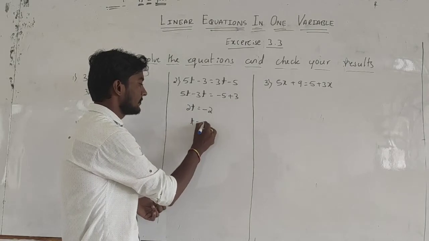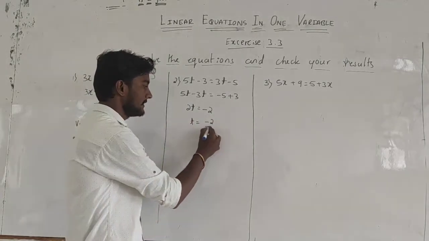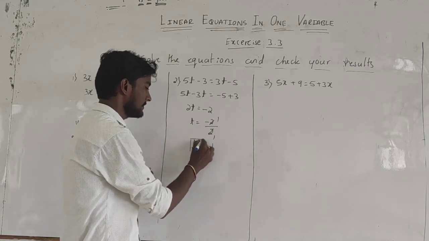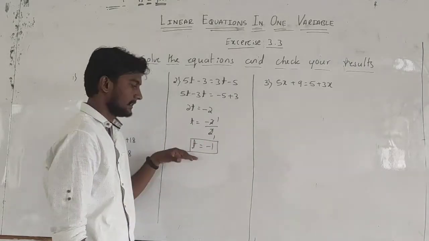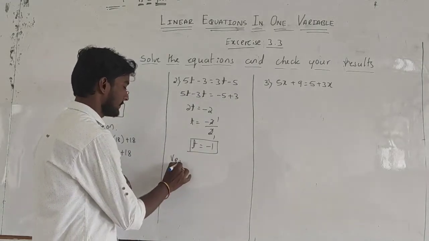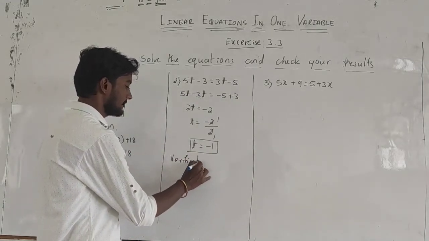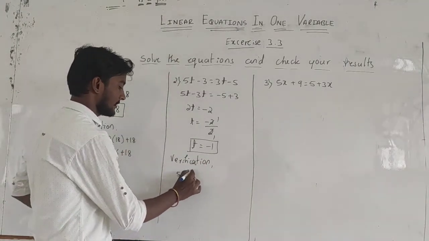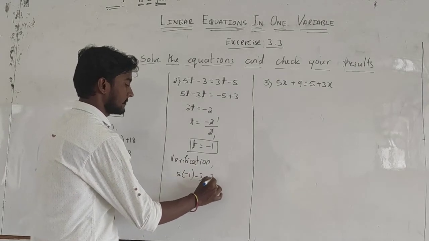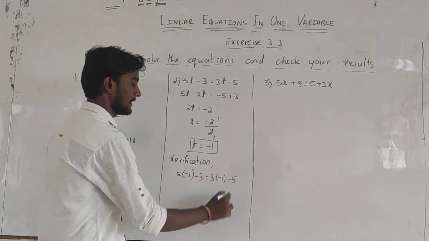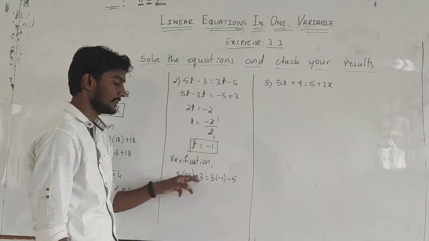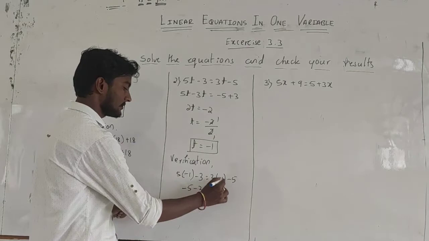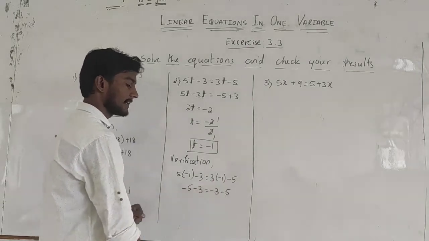t is equal to minus 2, into 2 if you take that side, divided by 2. 2 ones are 2. t is equal to minus 1. This t value you have to substitute and verify in the given equation. Verification. 5 into t value, minus 1, minus 3 is equal to 3 into minus 1 minus 5. In place of t I have substituted minus 1. 5 into minus 1 is minus 5, minus 3, is equal to 3 into minus 1 is minus 3, minus 5.